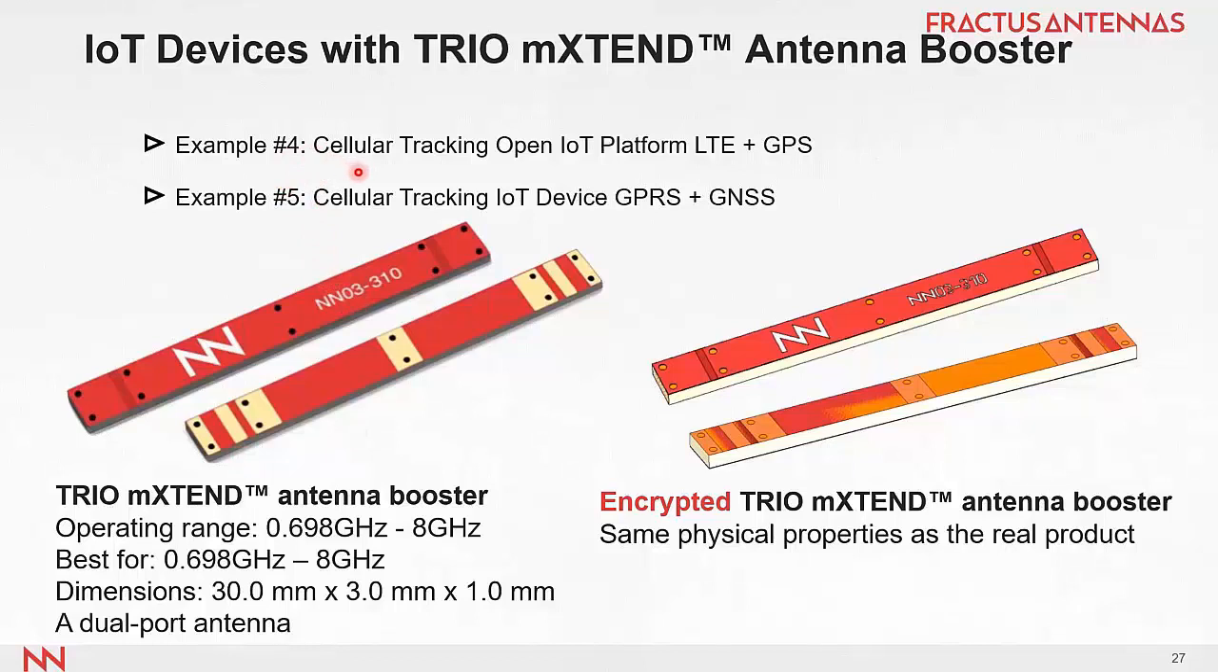Example 4 will be for a cellular tracking device to operate at LTE and GPS with a very sophisticated matching network. It's a tunable matching network. And example number 5 is another cellular tracking IoT device for operating at GPRS and GNS. And again, this is the real product, and this is the include model. So everything, again, all the materials, the geometry, even the colors, everything is taken into account in this include model.